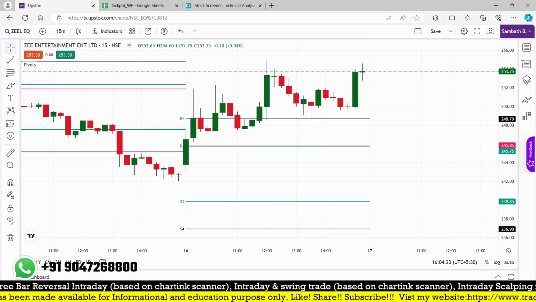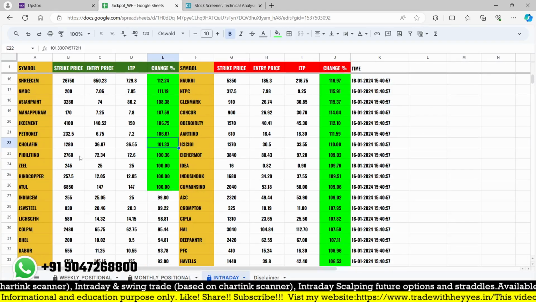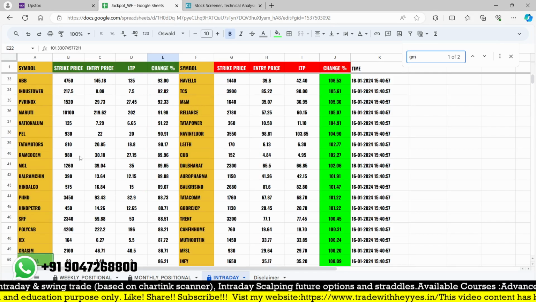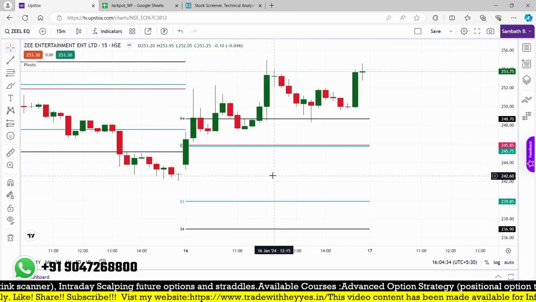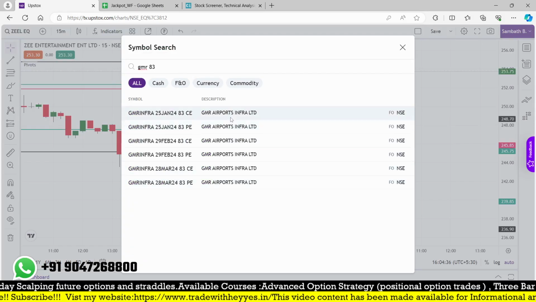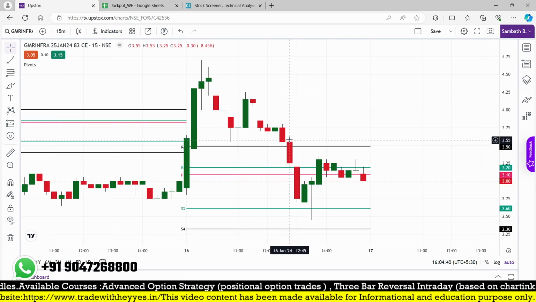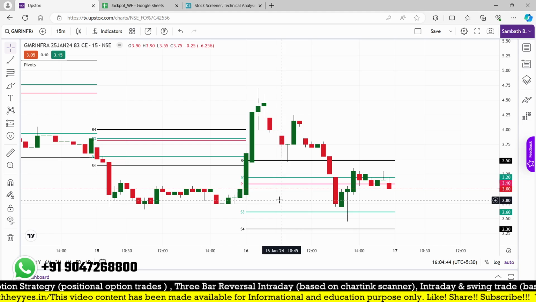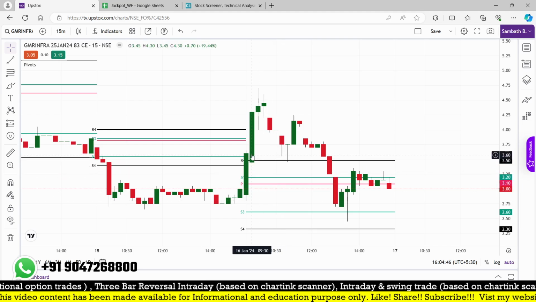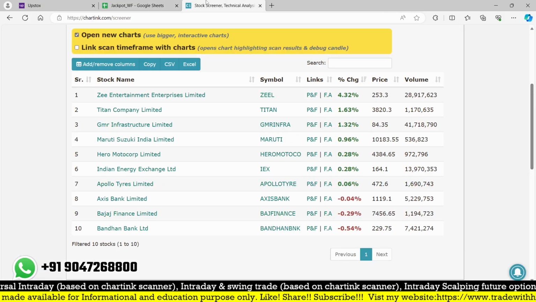So Titan, GMR Infra, that is also giving you some good move today. So GMR Infra, where in our scanner, is there any list of GMR Infra? Let me find out the GMR Infra. So 83 call option. Okay. So I'm just going for a quick scalping, 83 call option. So here in the first candle itself it is broken. Maybe the stock doesn't break the first candle. So this one you need to check manually. Once you find out that, you can simply ignore this, the first candle is broken. So simply ignore GMR Infra.